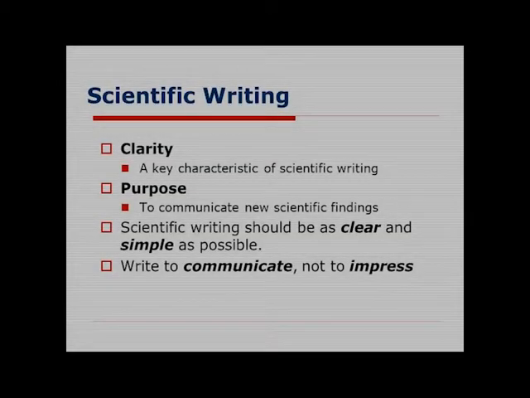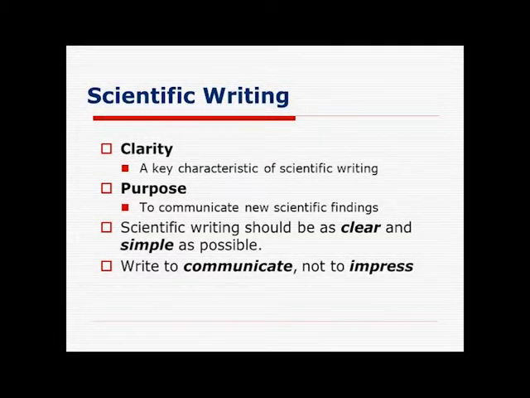Okay, so why do we do scientific writing, and what should scientific writing look like? Scientific writing is different than creative writing, right? When you're doing scientific writing, the main purpose is we need to be clear, we need to be concise. The purpose of scientific writing is to communicate our new scientific findings to the world, right? And we don't want people to have to guess about what our findings were. We don't want them to have to guess about what our methods were.